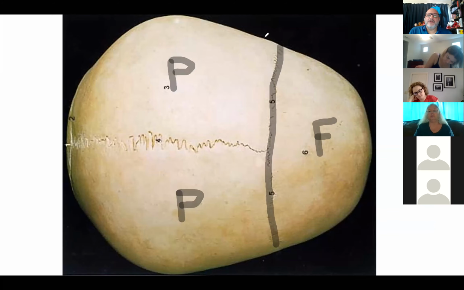While we're here looking at the superior view of the skull, we can also see the suture that goes right along the midline in between the two parietal bones. What might that be? There you go, sagittal suture. So we see that really nicely there. So again, all of these are pretty simple and straightforward in where they get their names.